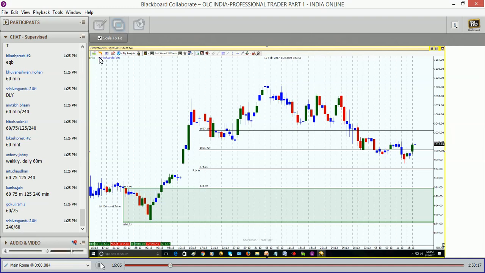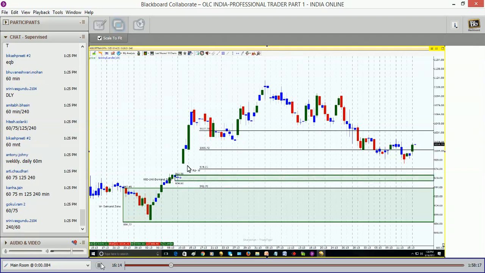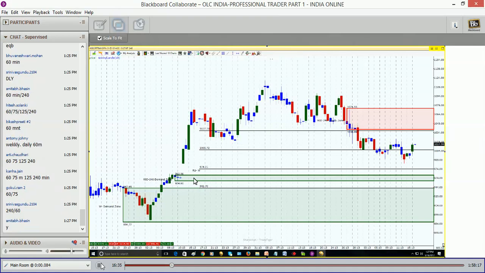On the 240-minute chart, friends, I have one demand zone over here. Rally, base, rally. I have one supply zone over here. Drop, base, drop. Would all of you in this room agree with me that this level of demand that I have marked over here is at the lower end of the curve? Yes or no?